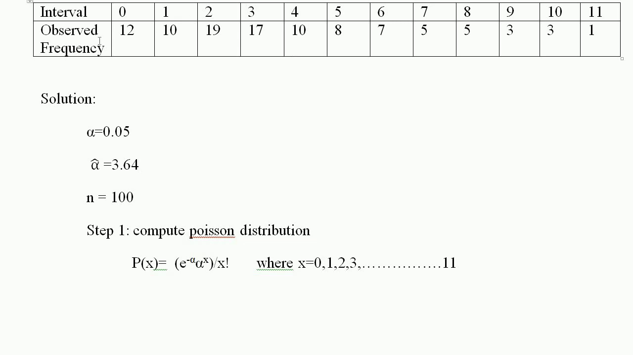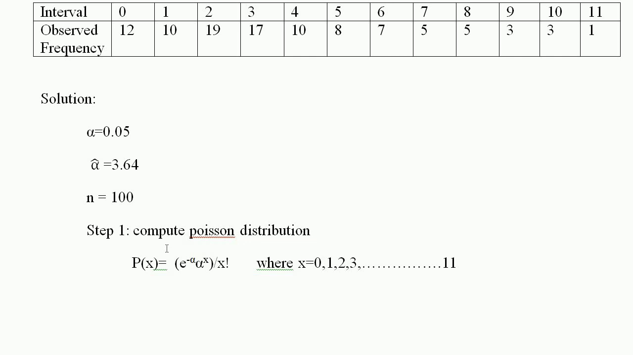And n equals 100. If we add 12 plus 10, 19, 17, 10, 8, 7, 5, 5, 3 plus 3 plus 1, we get n equal to 100. So that is the total count of the observed frequency, n equal to 100. So let us see the solution here.